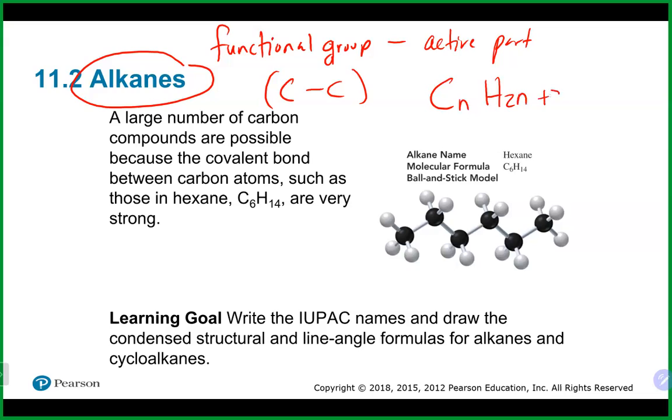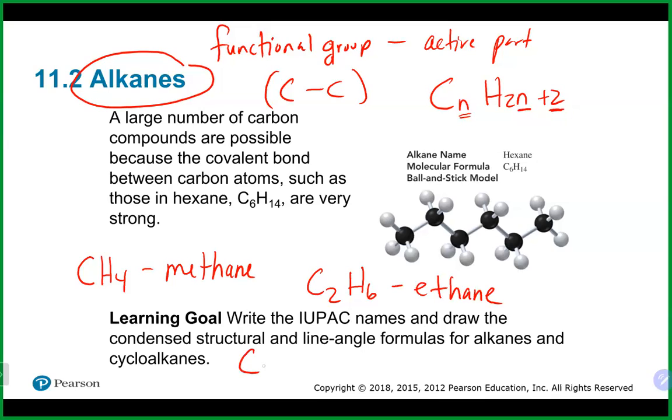CnH2n+2. And the n here is basically how many carbons there are. So for example, if we had 1 carbon, n would be 1. 2 times 1 is 2, plus 2 is 4. It should have 4 hydrogens, which is methane. If we had 2 carbons, n is 2, so 2 times 2 is 4, plus 2 more would be 6 hydrogens, and this name is ethane.